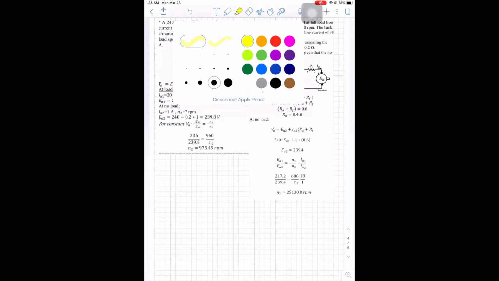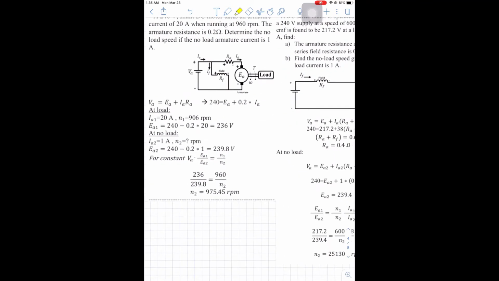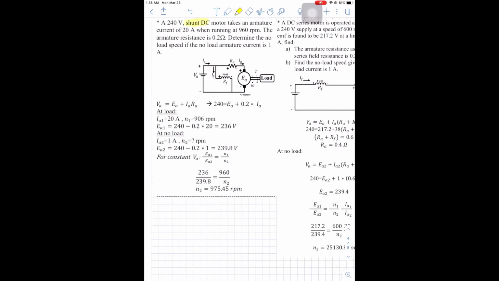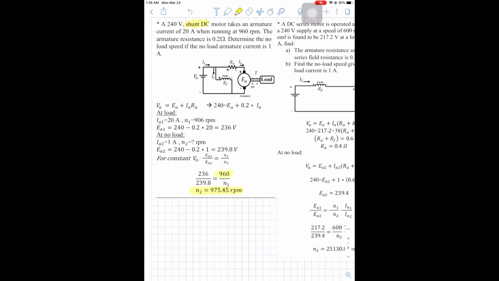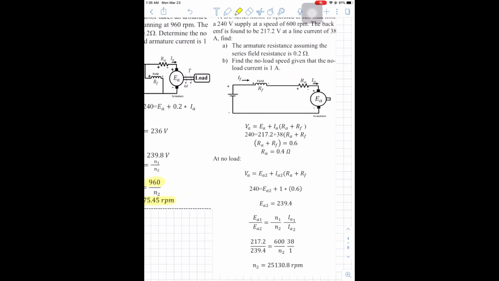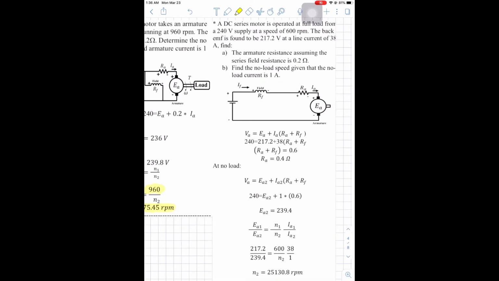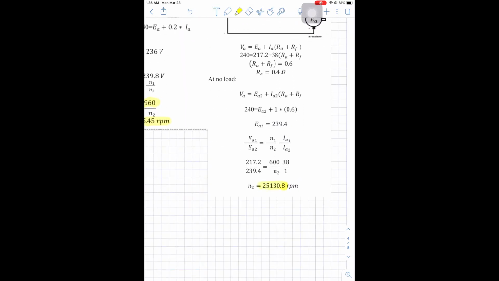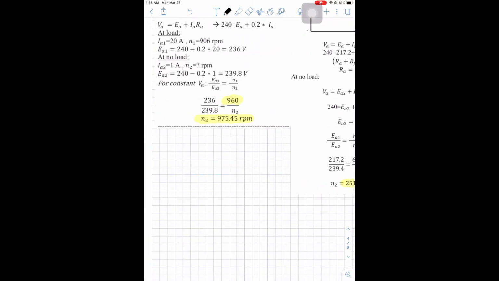Now I need to compare between two examples we did. The first example we did was a shunt machine, which we just did now. For the shunt machine at no load, the machine speed is 975, and at full load the machine speed was 960. And I need to compare this with the series machine we did last time. For the series machine, at full load it was running at 600 RPM, while when the load is removed, the speed jumped to 25k RPM. Now, let's write down this.